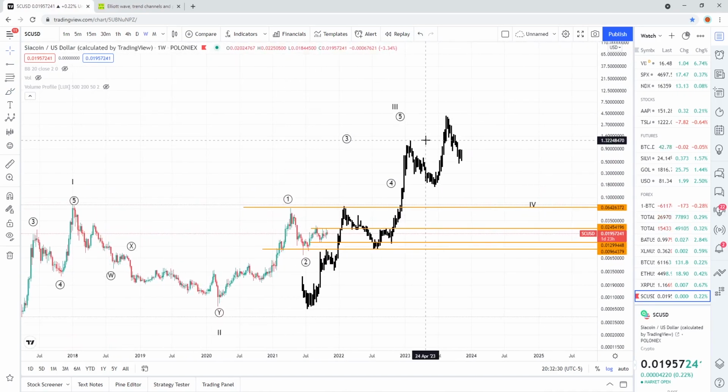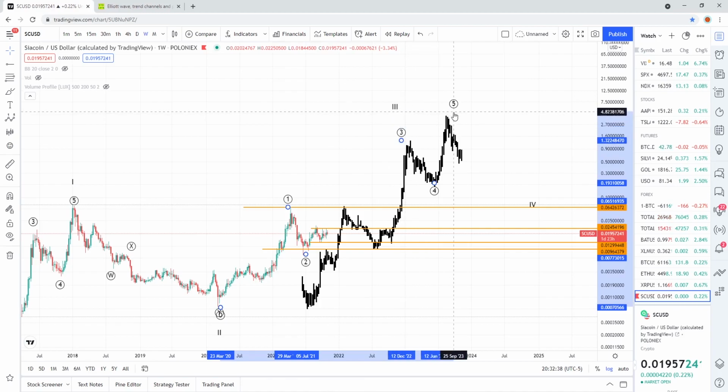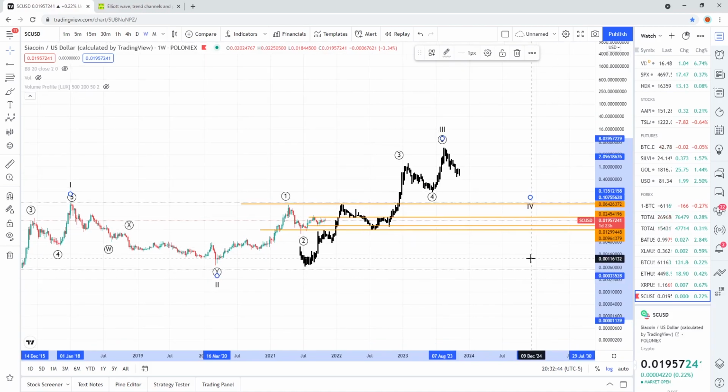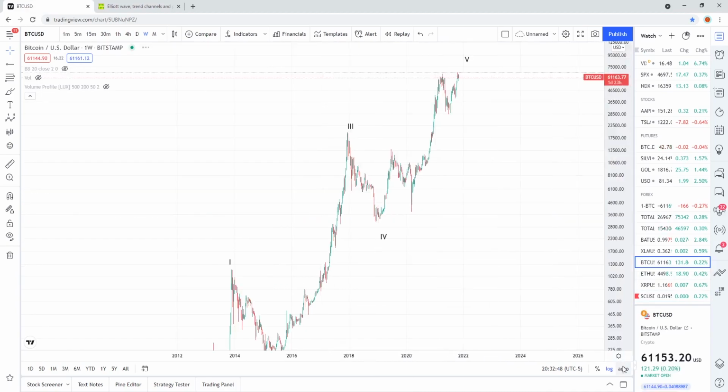We would see a move all the way up to around $1.30, and then we would see a pullback for primary wave 4, and then another explosion for the fifth wave, taking it up to around $4. Now these are some high targets for your cycle wave 3.